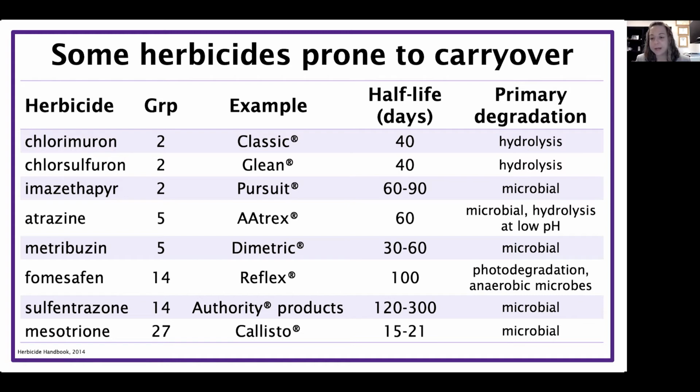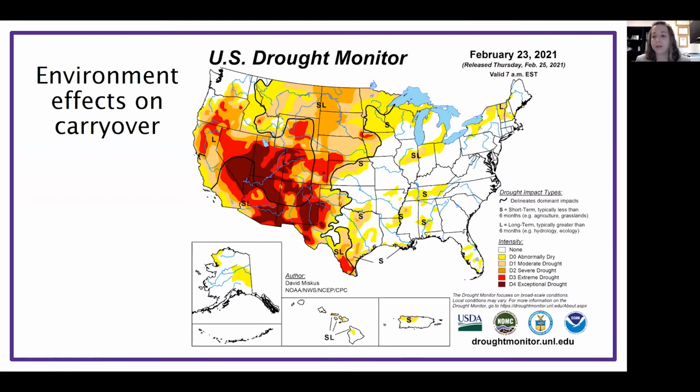So we want to talk about this list so that you can see that a lot of these herbicides are influenced by microbial degradation. And so the environment has a huge impact on the rate of microbial activity and the likelihood of the potential for carryover in future years.